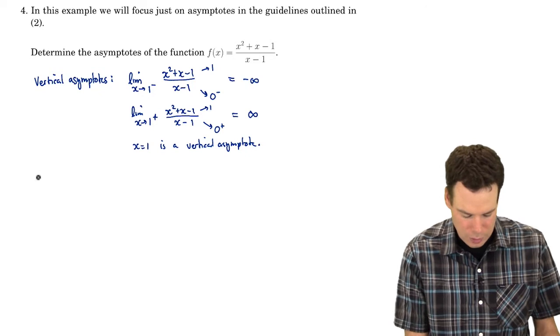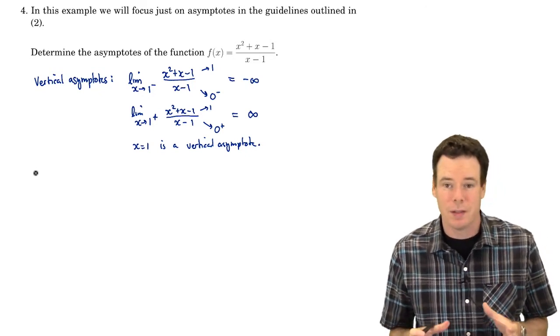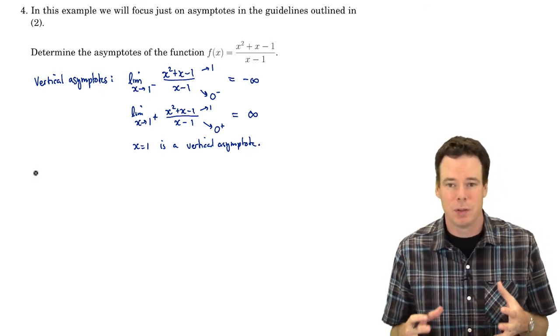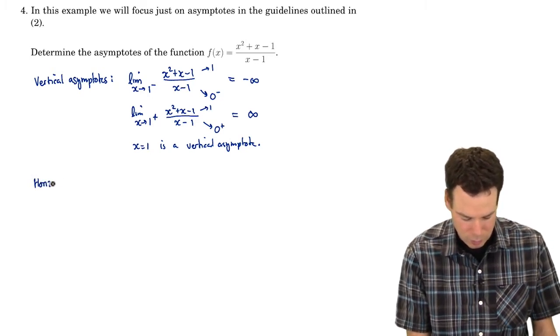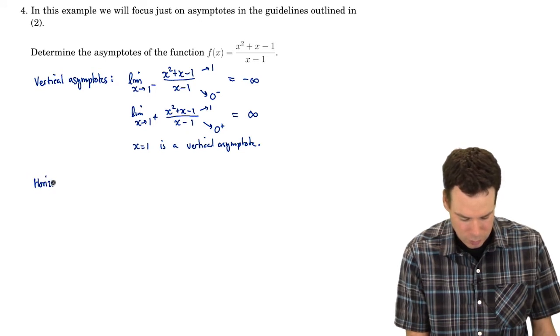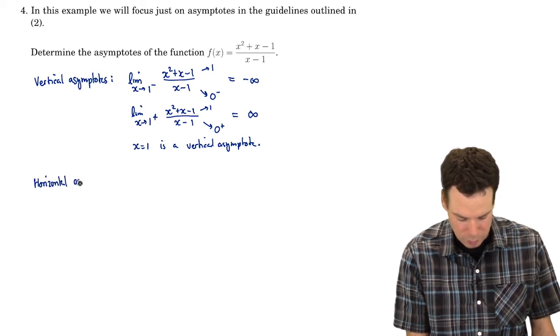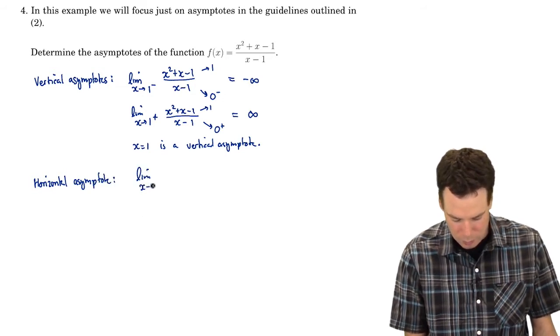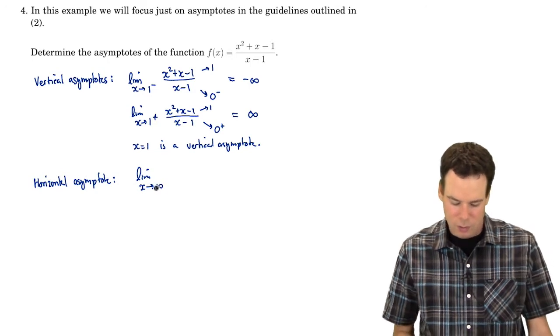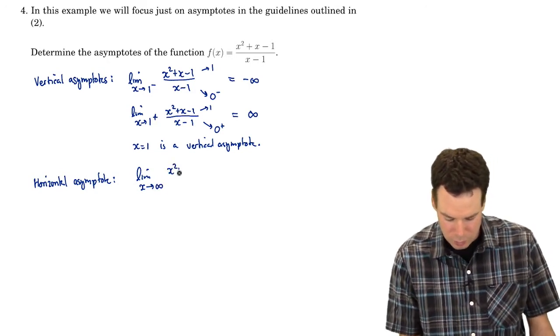Okay, so that's not the interesting one for this example. The reason I'm doing this example is because I want to illustrate a slant asymptote, but I thought it's worth going through the vertical asymptote again. So now let's look to see whether there's a horizontal asymptote. So we head off to positive or negative infinity. I'm going to head off towards positive infinity. Here it's a rational function.